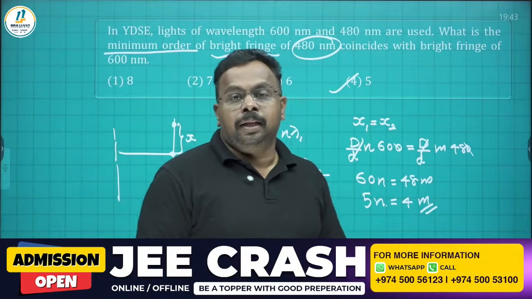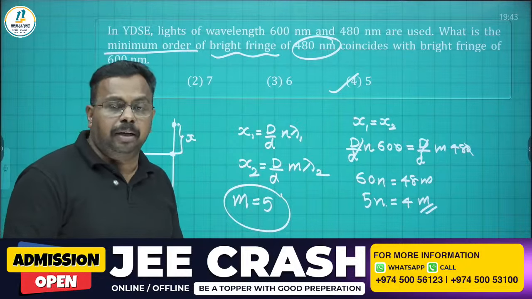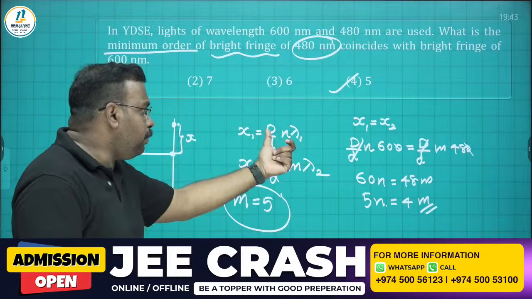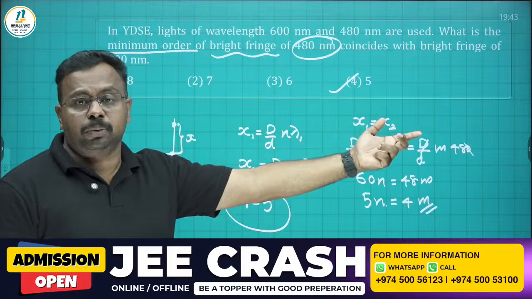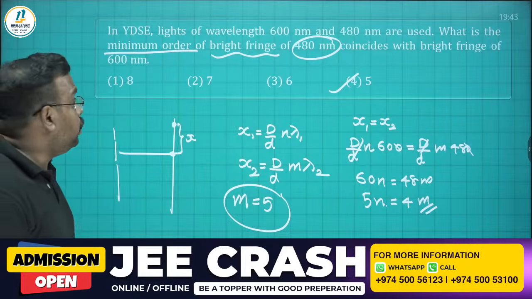Easy question. So please keep this formula in your mind. X equals d by d into n lambda for bright. At the same time, if it is dark, you have to use the other formula: 2n plus 1 into lambda by 2, or 2n minus 1 into lambda by 2. Okay. Next.